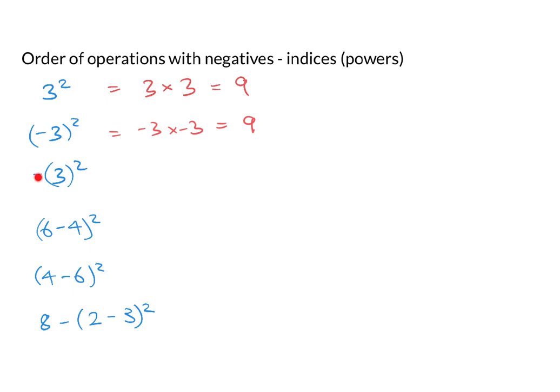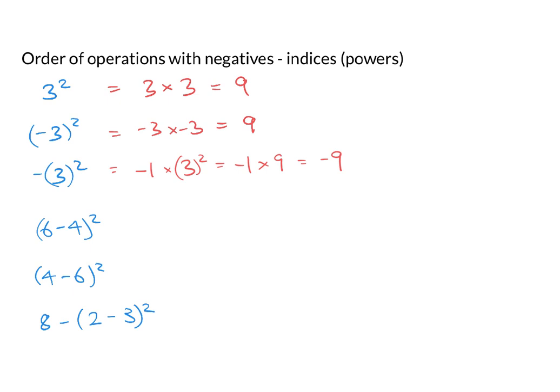The third one, the negative is outside the bracket, and the bracket is the thing that is to the power 2. So what you really have here is a negative 1 multiplied by 3 squared. That's really what you have. So the negative 1 we'll leave alone, and we'll do the 3 squared. Well, 3 squared is 3 times 3, and 3 times 3 is 9. So negative 1 times 9 equals negative 9.